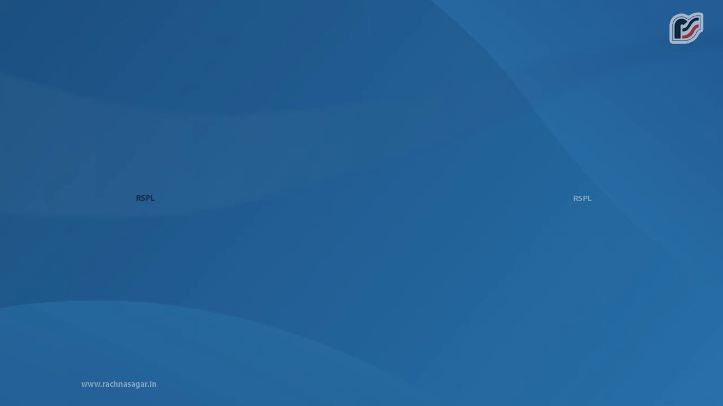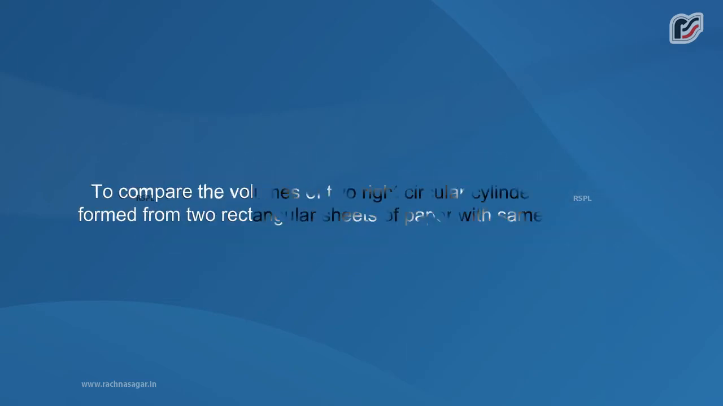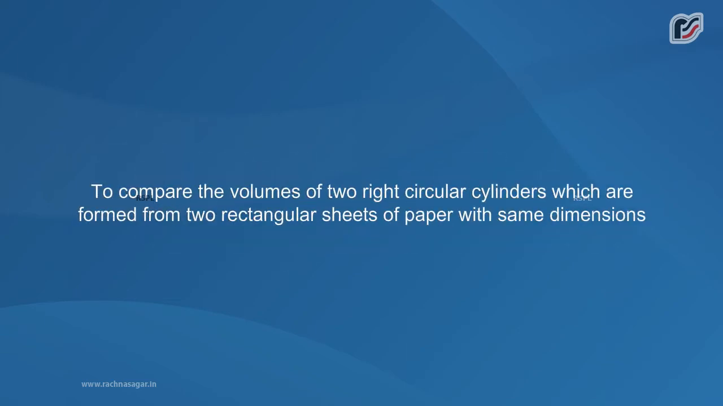Comparison of volumes of two right circular cylinders. Objective: to compare the volumes of two right circular cylinders which are formed from two rectangular sheets of paper with same dimensions.